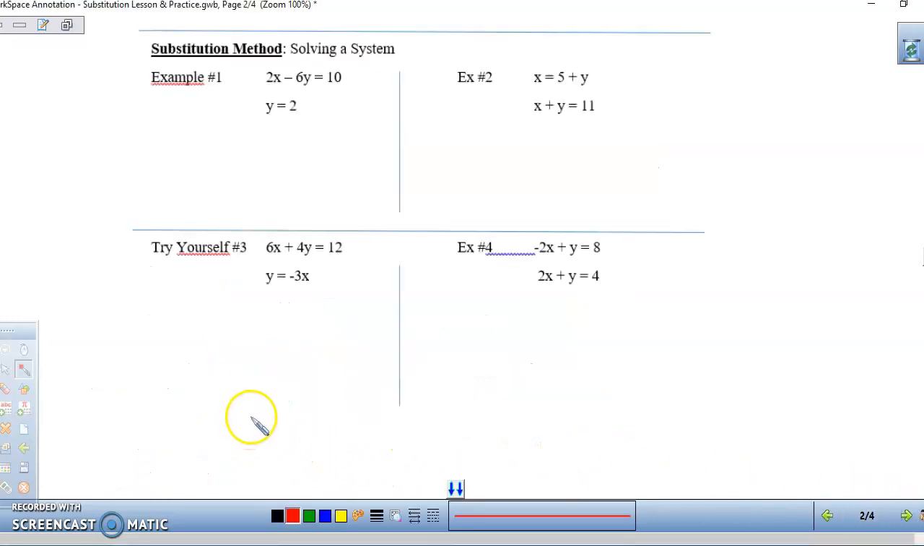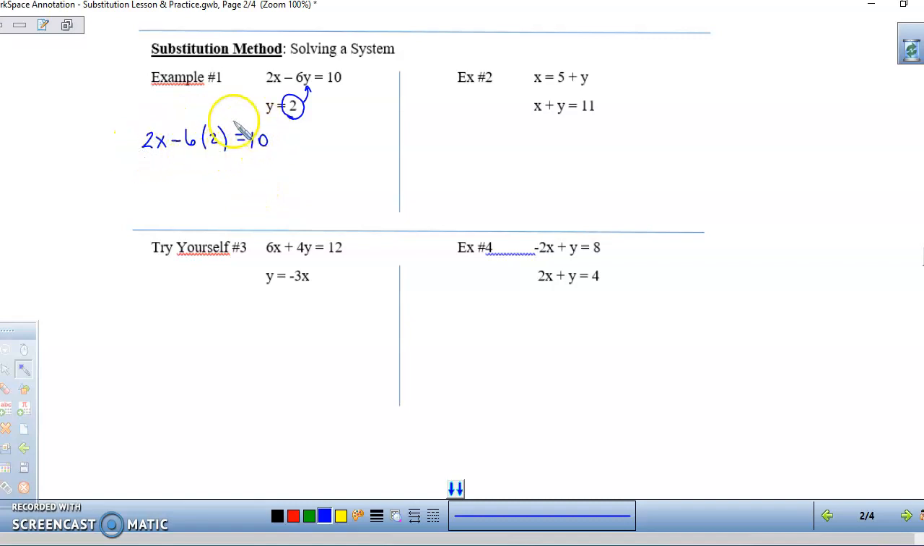Okay, next. So we're going to talk about how to solve a system using the substitution method. And this is generally people's favorite method. But substitution, so example 1, this is just a basic one. So here we are given y is equal to 2. Well, if you remember your graphing, that is just a horizontal line at 2. But when you have the y all by itself already, you're going to take whatever it is equal to, and you are going to replace or substitute into the other equation. So here I would get 2x minus 6 times 2 is equal to 10.